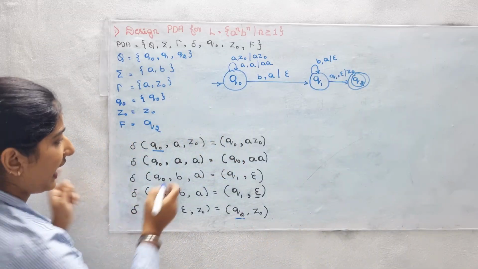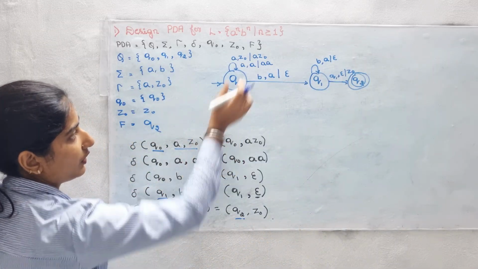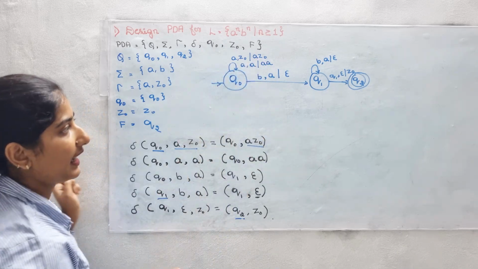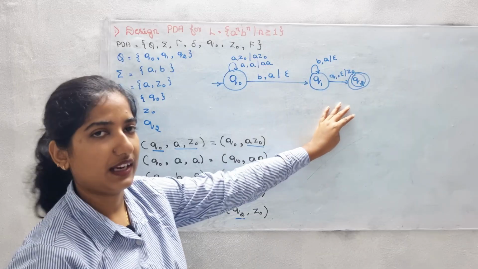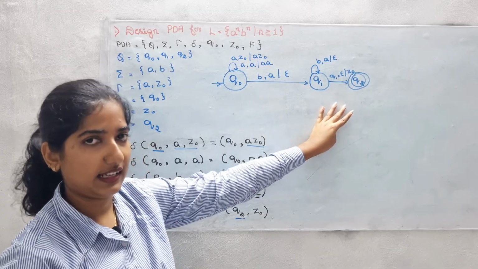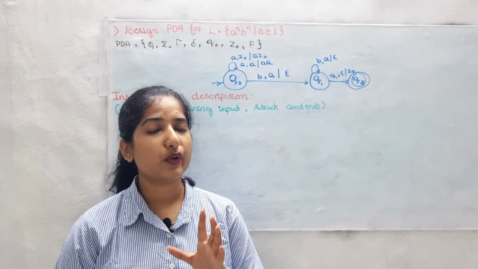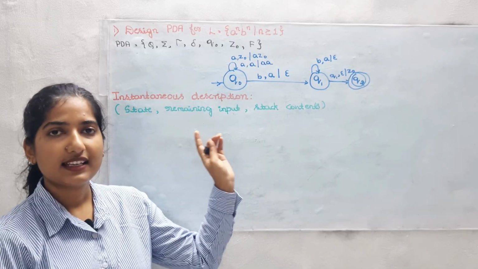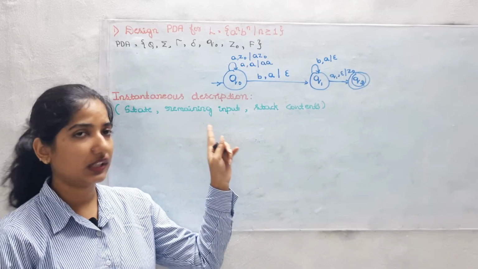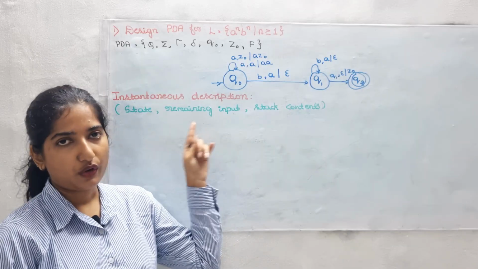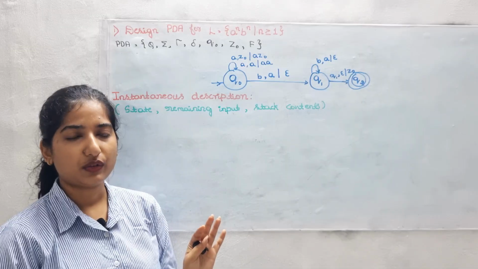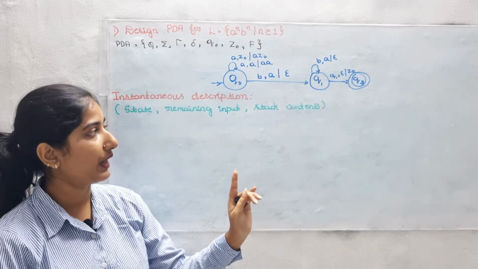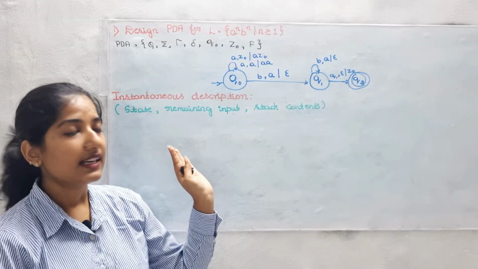Clear? So we have to join these two and write it on the left hand side, and take this and write it on the right hand side. So this is how we write the transition diagram. Now from the exam point of view, one more very important topic is instantaneous description, which gives the snapshot of the PDA at a particular moment. After writing all those things, you must write this instantaneous description.